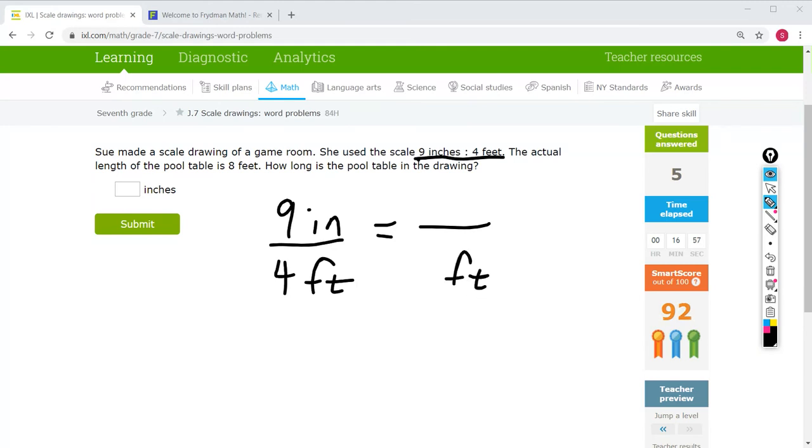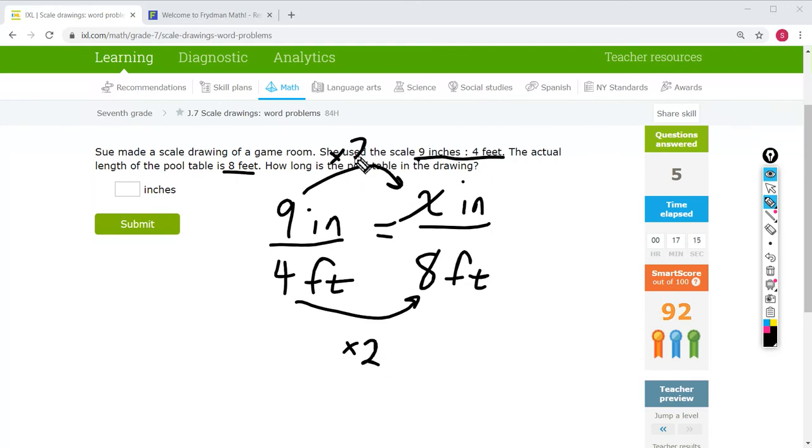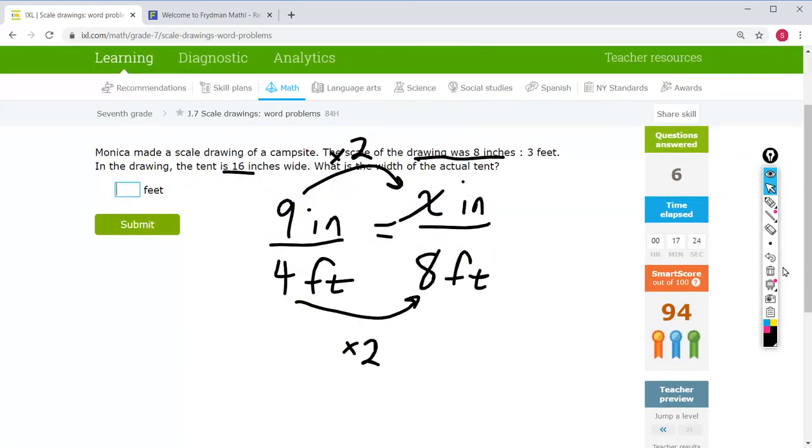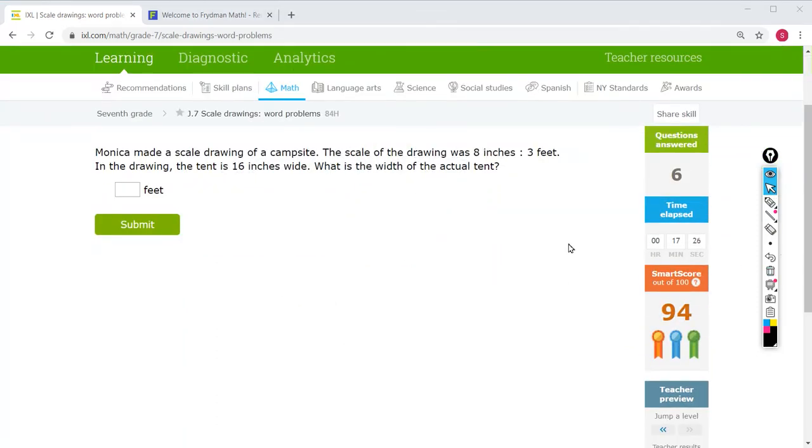Equals, let's see, feet here, inches here. I have 8 feet, so I need to put that next to here. I'm looking for inches in the numerator. Well, this one's not too hard because it gave me nice numbers. I know that 4 times 2 is 8, so if I do 9 times 2, that would be 18. So let's type in 18 there, and let's see if the next question is any different. No, it looks like all these other questions are the same.